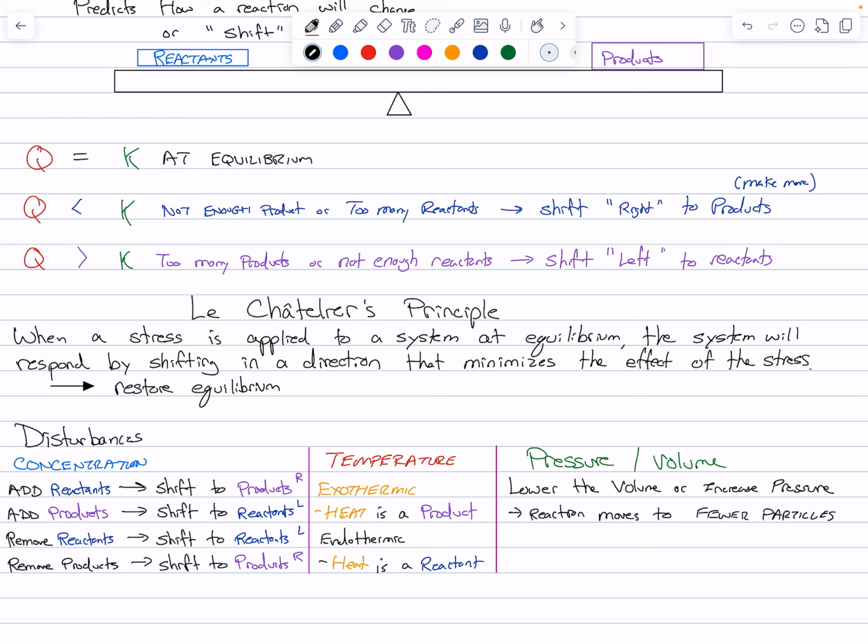And the opposite is true. If we increase volume or lower the pressure, the reaction moves to more particles. Whichever side takes up more space, it'll go to that side because there's more space now. All right, so that is factors affecting the equilibrium.